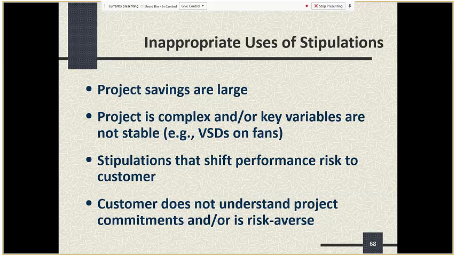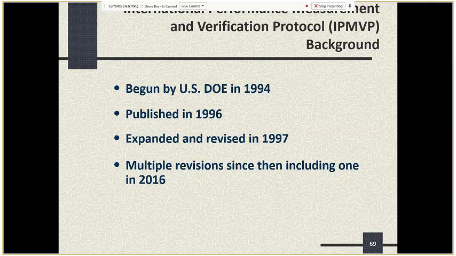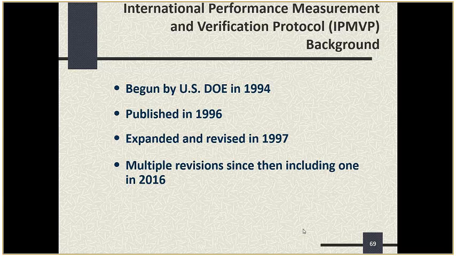Let's go to 69. So I want to talk a little bit about the International Performance Measurement and Verification Protocol. It was begun by the U.S. Department of Energy in 1994, and it was published in '96, and expanded and revised in '97, and now they come out with a new version every 2, 3, 4 years. I actually sat on the indoor environmental appendix of the IPMVP when it was first being drafted. I was a representative on that committee many, many years ago. But the bottom line is they just keep refining it.